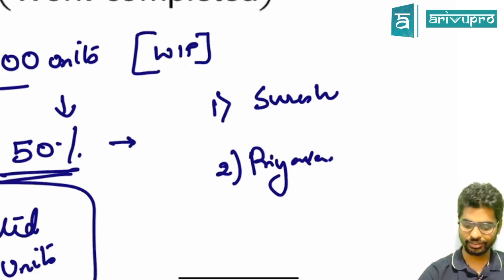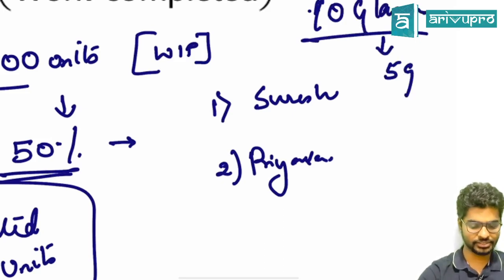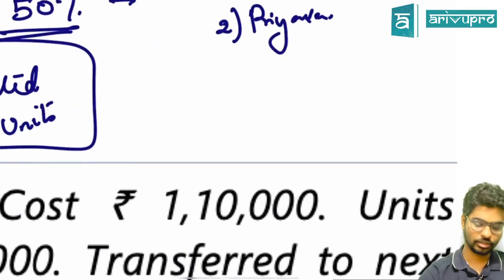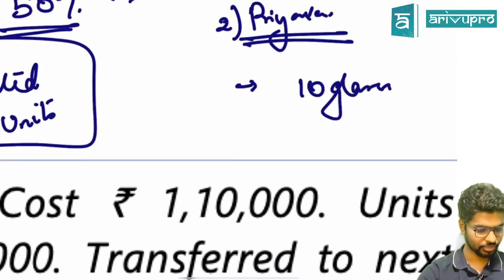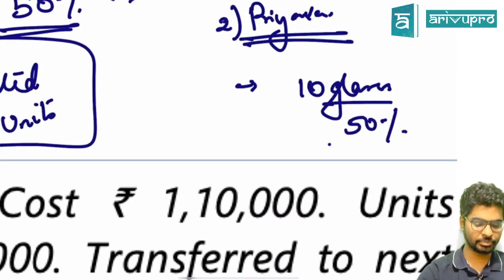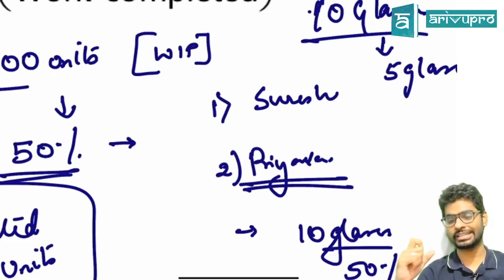I gave 10 glasses. Suresh drank 5 glasses. And Priyanka, what did she do? She drank all the 10 glasses, but to an extent of 50%. Did you understand? I have 10 glasses of water. Suresh drank 5 complete glasses. Priyanka drank all the 10 glasses, but she drank only 50% in each of it.